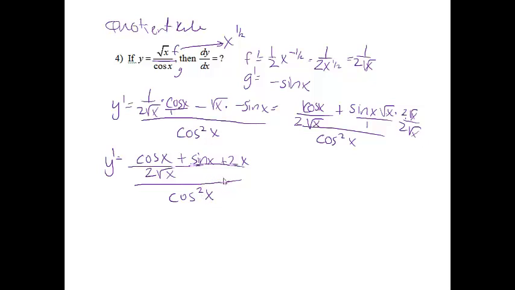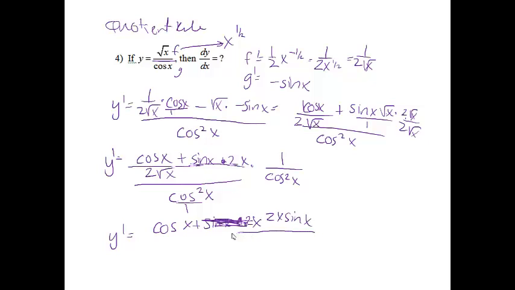And then from here, I am going to multiply by the reciprocal, because I have a fraction and it's actually divided by a fraction. So if I multiply by the reciprocal, that is what I will get. And then from here, my y prime will equal, let's see, cosine x plus sine x plus 2x. Well, actually, it's not sine x plus 2x, it's sine x times 2x. Sorry about that, so let's rewrite that part. This will be 2x sine x all over cosine squared x. And there we go.